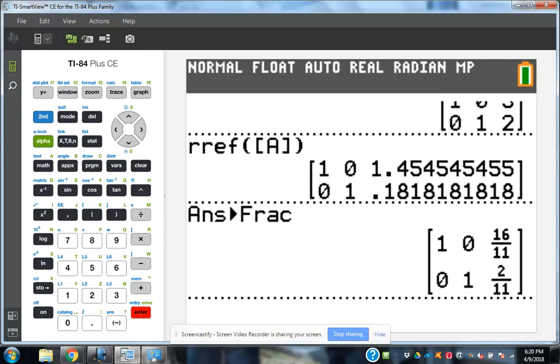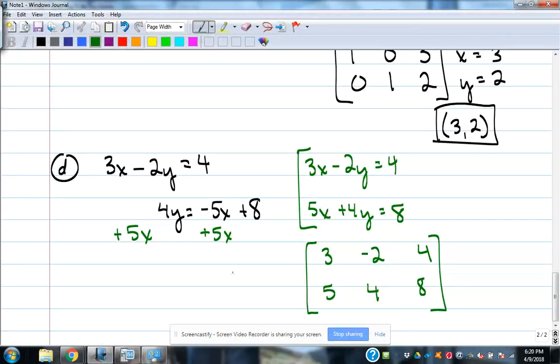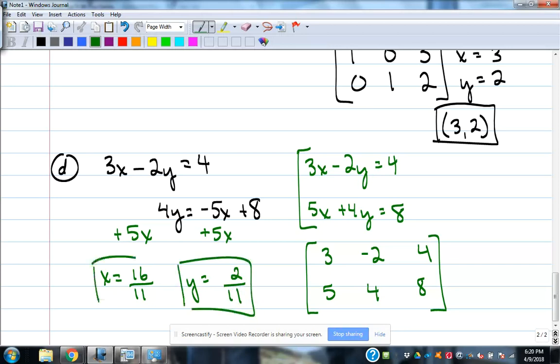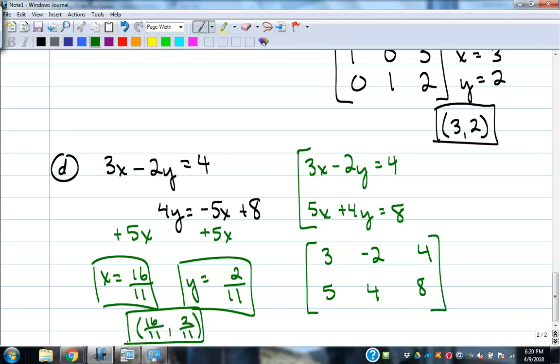So 16 over 11 is x, and y is 2 over 11. So there's our x and our y, and then we get the ordered pair, 16 over 11, 2 over 11. Again, that ordered pair is your official answer, but sometimes they may just ask you for x.